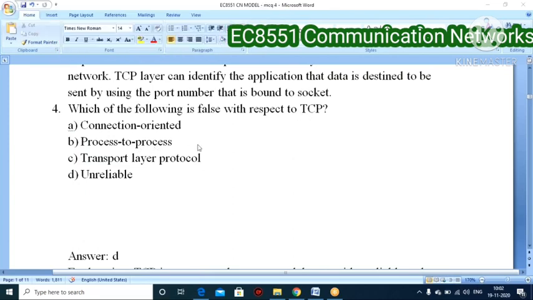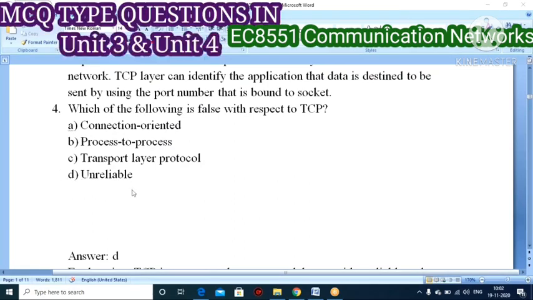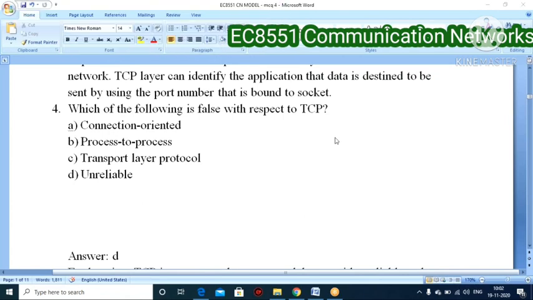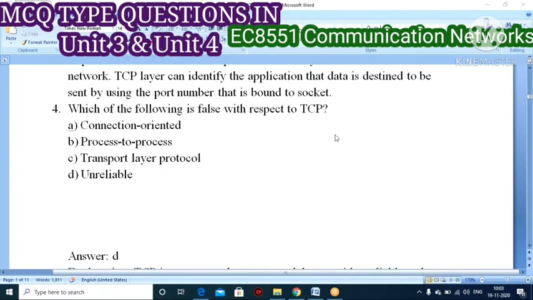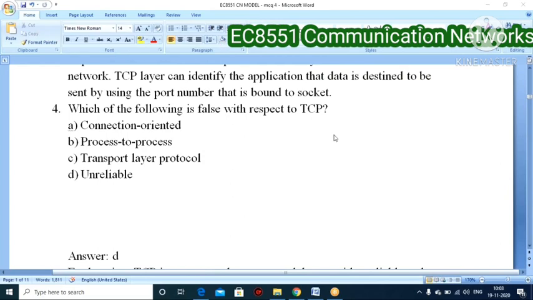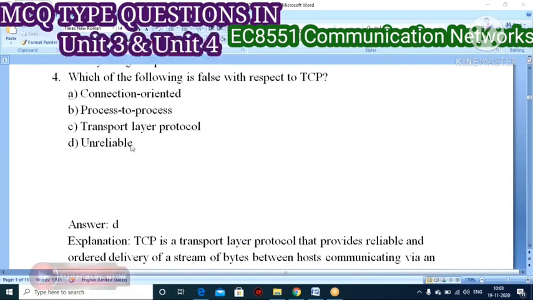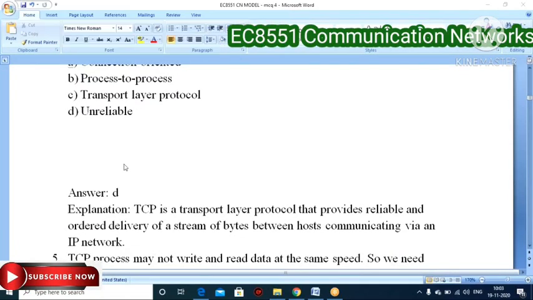So B is also correct. It comes under the transport layer protocol only. Okay, no problem. But in option D, they are giving unreliable, because TCP is connection oriented. Connection oriented means it will definitely be reliable communication only. Mostly it doesn't come under unreliable cases, right? So option D is the false case. I hope now you found the answer. Unreliable is the correct one, right?